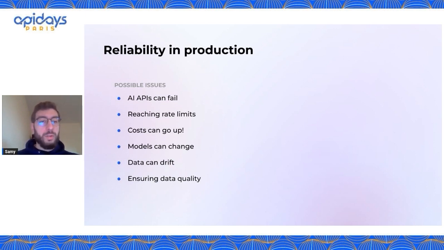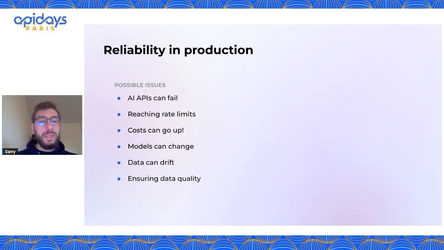Your costs also can go up pretty fast if you have more volumes of data that you want to process. Models can change. The providers update their models. They train them continually. So you have to keep that in mind. If a model is working very well today, it might not work that well in a couple of months if it's updated. So you need to keep track of that.